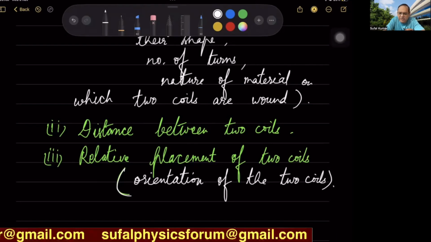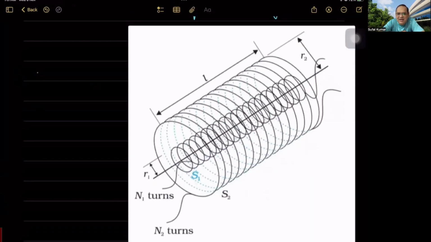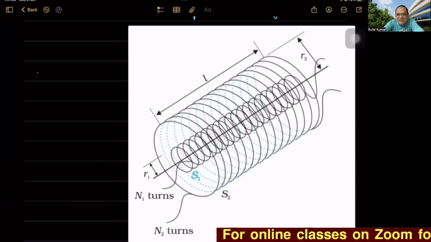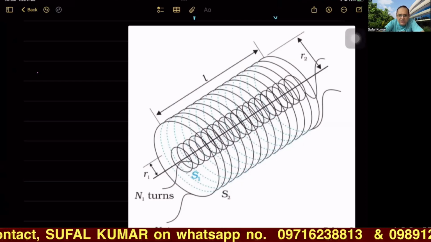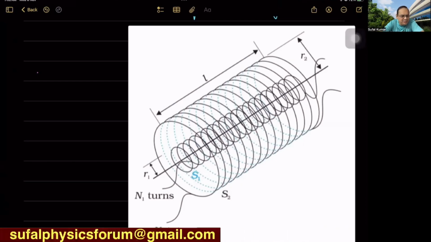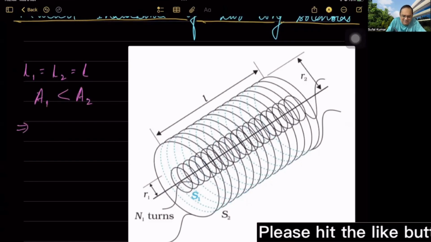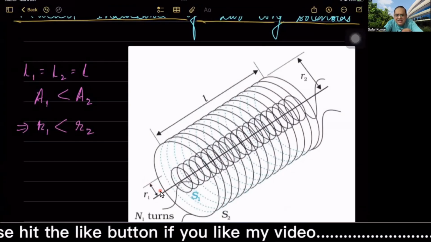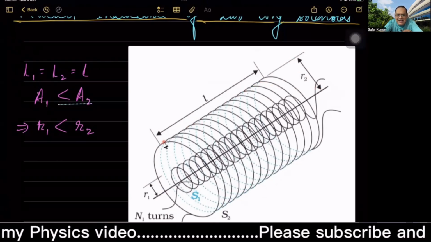Now I'm switching over to the next topic, mutual inductance of two long solenoids. Here we are given two solenoids S1 and S2, shown as coaxial solenoids. That means both the solenoids' axes are common. In the first solenoid, current is I1, and in the second solenoid S2, current is I2. In the given situation, L1 is equal to L2 equals L, but A1 is less than A2. It implies that R1 is less than R2. See, this is R1 and R2 is shown like this. But both the solenoids have the same length L.